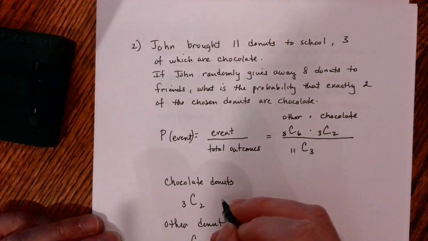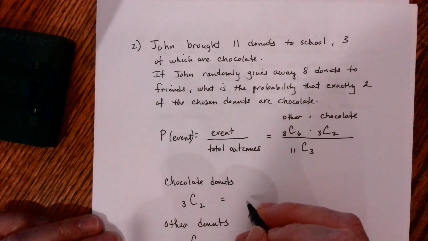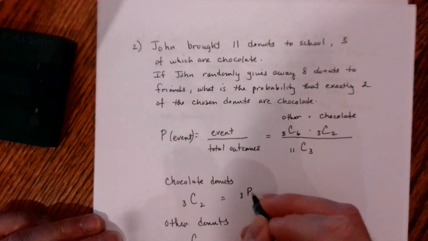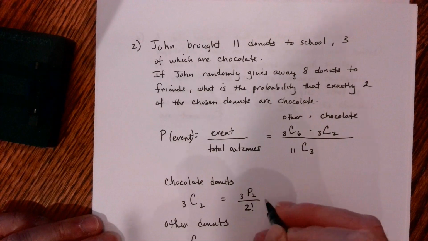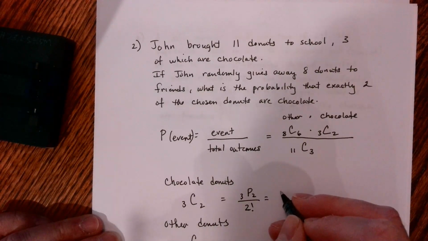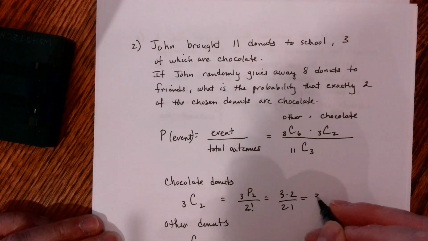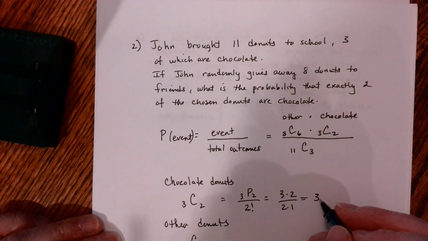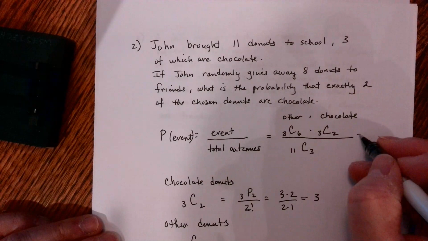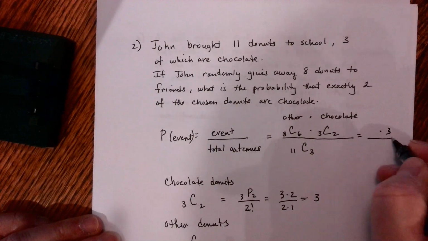So here we go with the math. It's simply going to be what? A permutation of 3 items taken 2 at a time, all divided by 2 factorial. So it's going to be 3 times 2, all divided by 2 times 1, which is just 3. So this is going to become times 3 up here. We're going to do the math real quick.